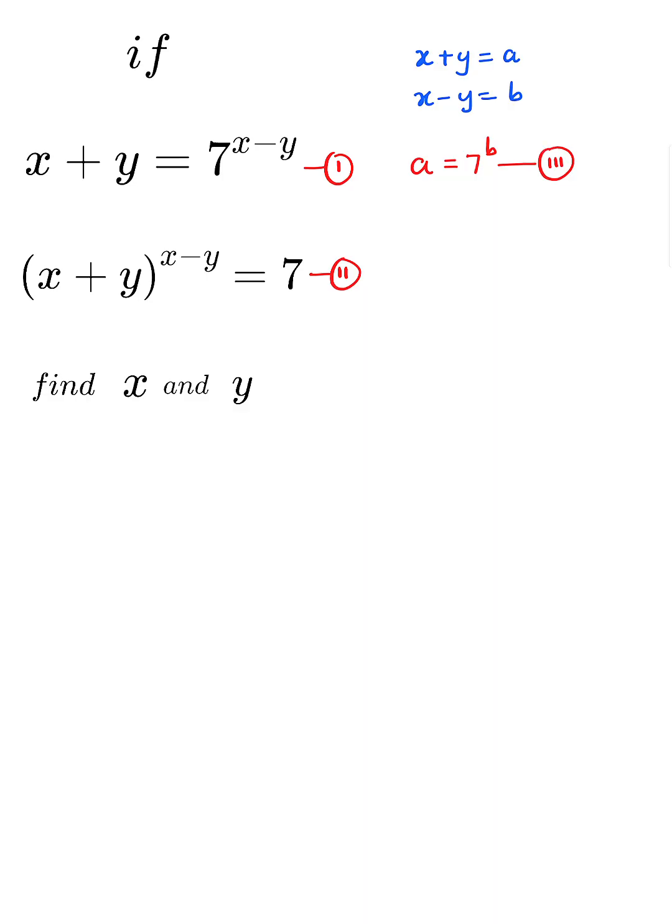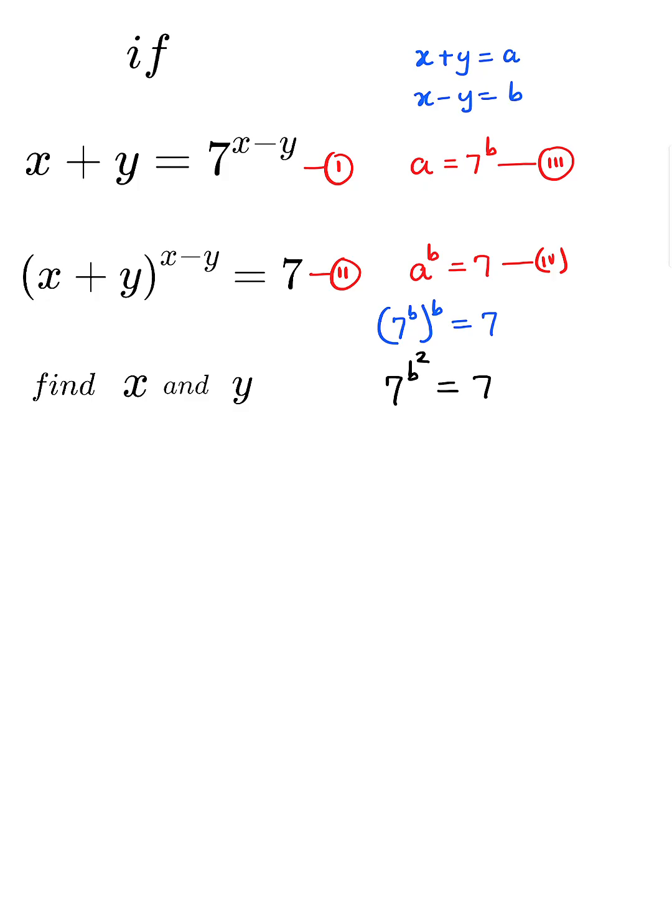Then equation 2 becomes a raised to b equals 7. Let's make this one equation 4. Now from equation 3, you can see that a equals 7 raised to b, and equation 4 says a raised to b equals 7. So all we need to do now is to substitute a in equation 4 for 7 raised to b. So we then have 7 raised to b, take note, all raised to b, equals 7. According to the law of indices, we multiply these two exponents, which gives us 7 raised to b squared equals 7.